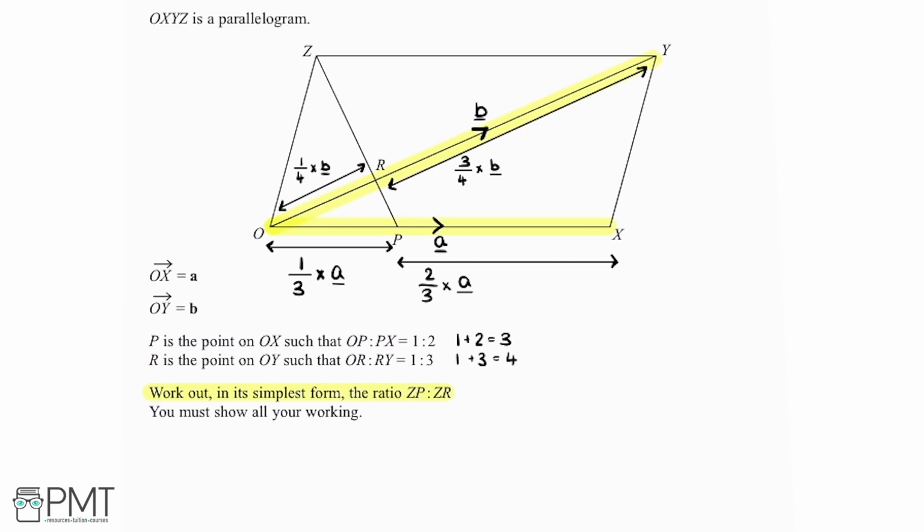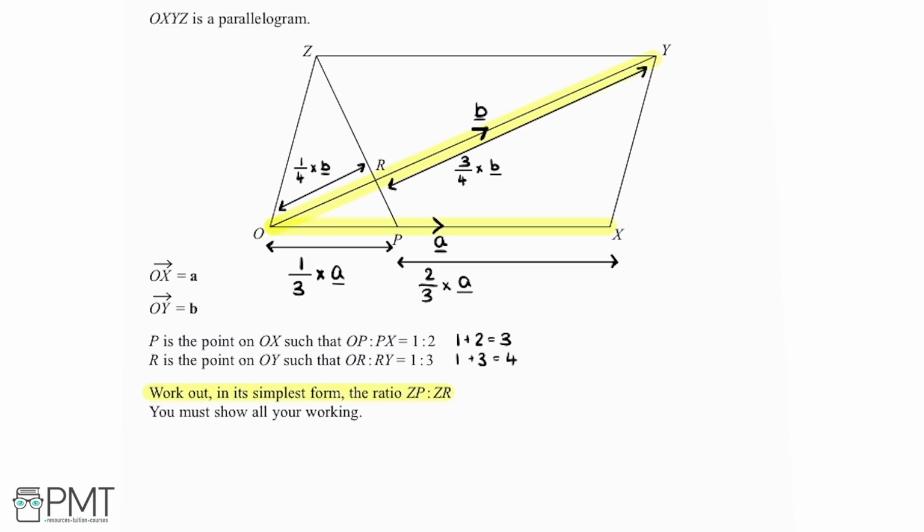And this makes sense, because if we add up 2 out of 3 multiplied by A, and 1 over 3 multiplied by A, we'll get A, and that makes sense, because the whole thing in total should just be A. And same for this one here, if we add up a quarter B and 3 over 4 B, we get 4 over 4 B, so just B, which is perfect, because that's what it should be, the whole thing.